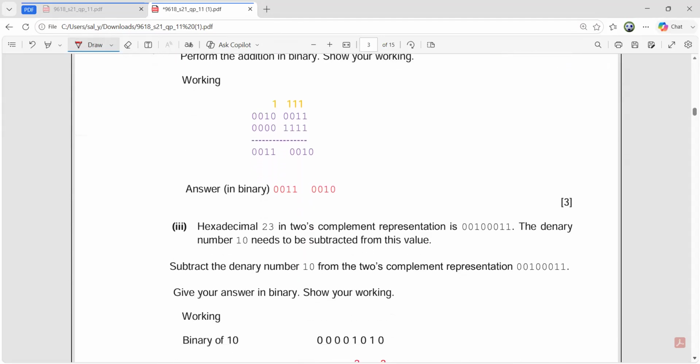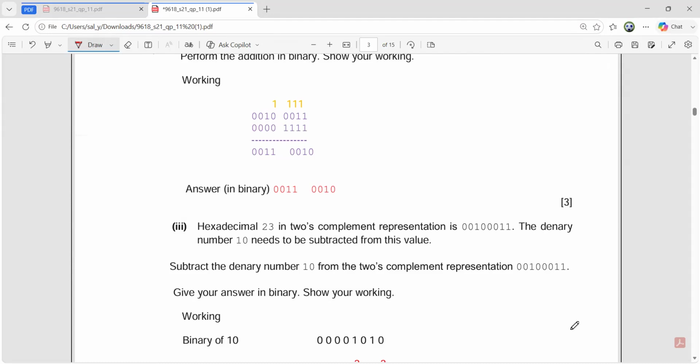Again, if you really want, you can do the conversion back to denary to find out whether your answer is matching or not. Now, the third part: hexadecimal 23 in 2's complement representation is 00100011. This is 23 in 2's complement. The denary number 10 needs to be subtracted from this value. Subtract the denary number 10 from the 2's complement representation of this number.